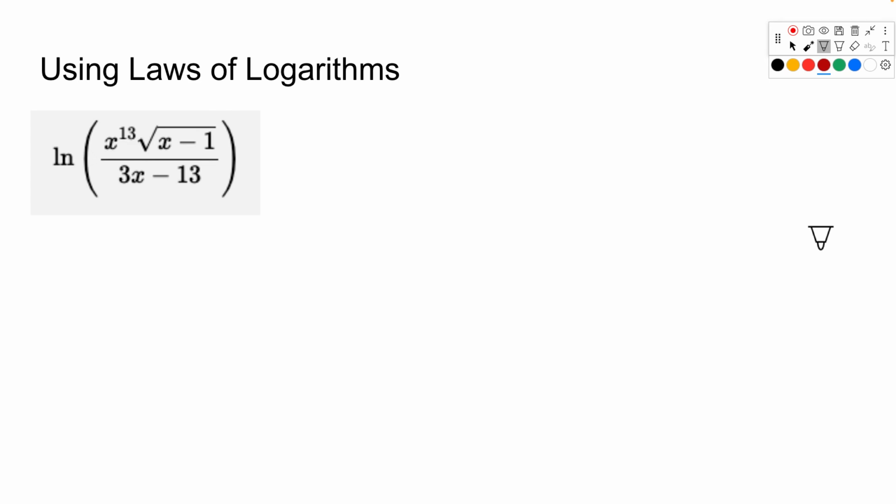So here's one where we're asked to expand it out. And what you have to see here is that there are 2 pieces in the top, 2 factors being multiplied. There's a denominator, so there's a division here. So what is multiplication going to become? Addition of 2 logarithms. What does division become? Subtraction.